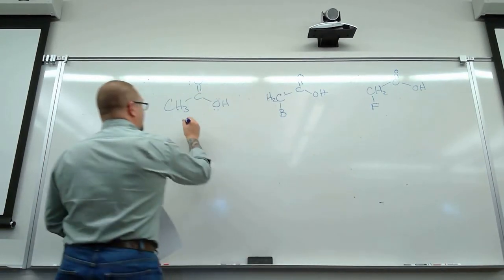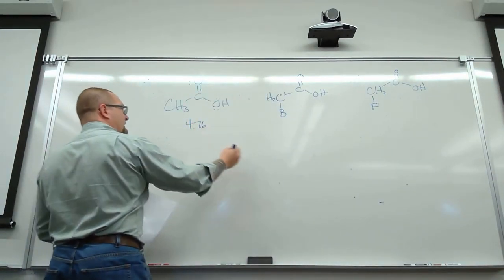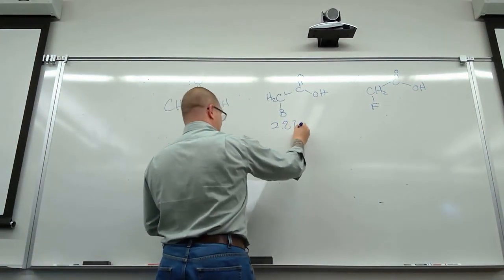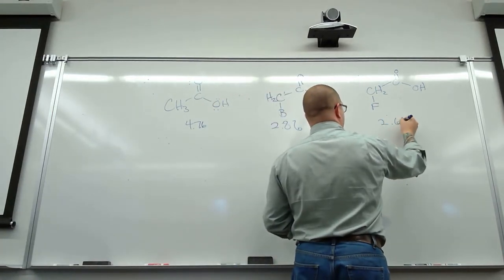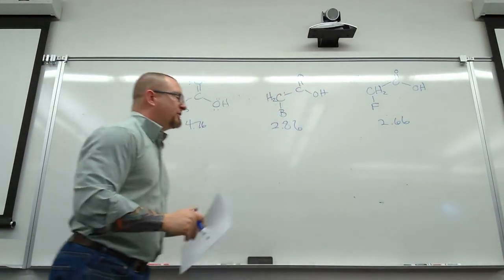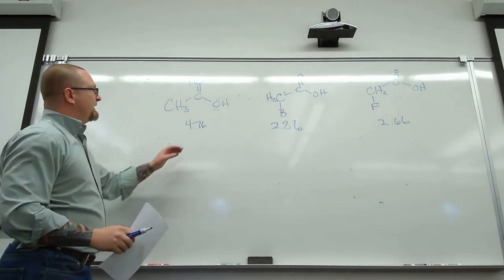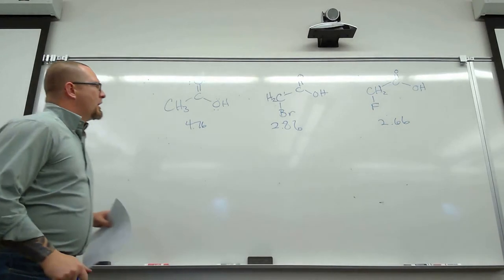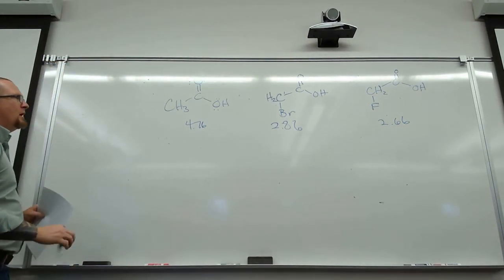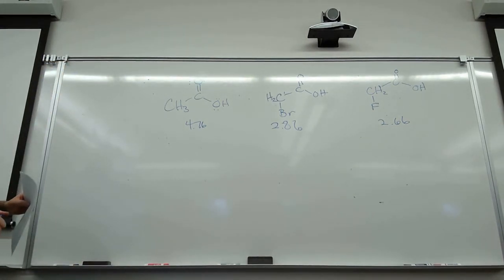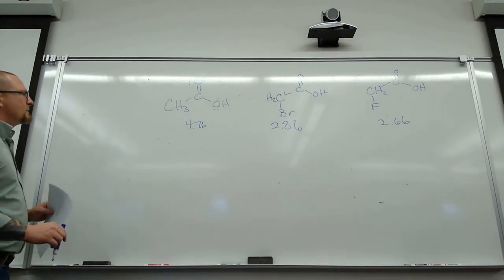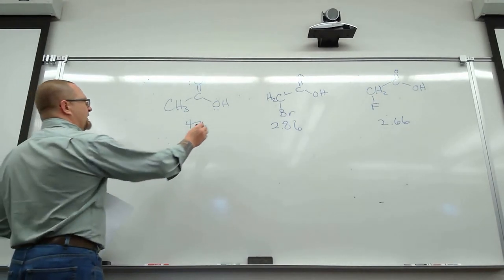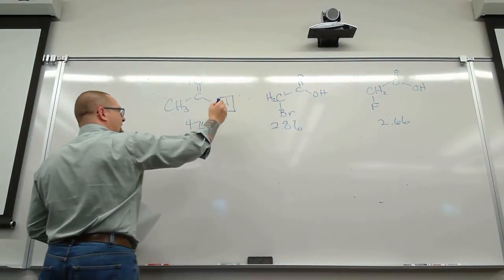So this has a pKa of 4.76. This is 2.86, this is 2.66. What we're seeing here is an effect. Bromine, not boron. R's matter. When it's boron and bromine, it does. What we're seeing, that's our acidic protons.